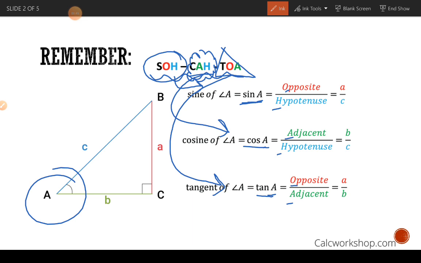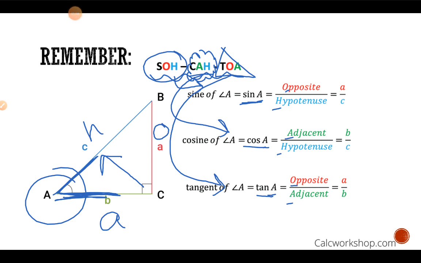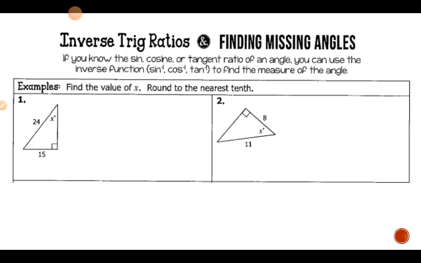How we label our triangle is we always go with the hypotenuse first. That's the side that's across from the right angle. The other side that's touching the angle is the adjacent side. And the side that's not touching the angle is the opposite side. Again, if you need a review of this, go back to the trig ratio video.